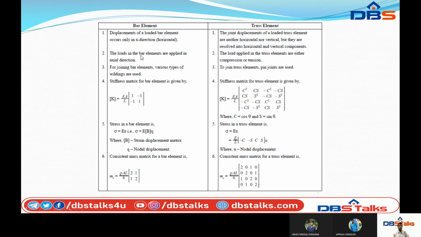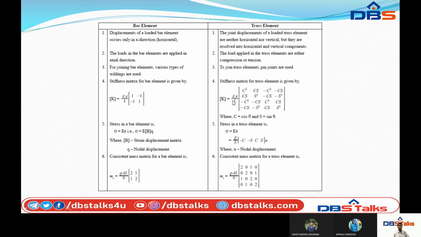Then in the bar element, the loads are applied in the axial direction. In truss elements, the loads applied are either compression or tension, as I told you previously. For joining the bar elements we use a welding process, but in truss elements we use pin joints for joining the structures. The stiffness matrix for the bar element is AE by L times 1 minus 1, minus 1 1.